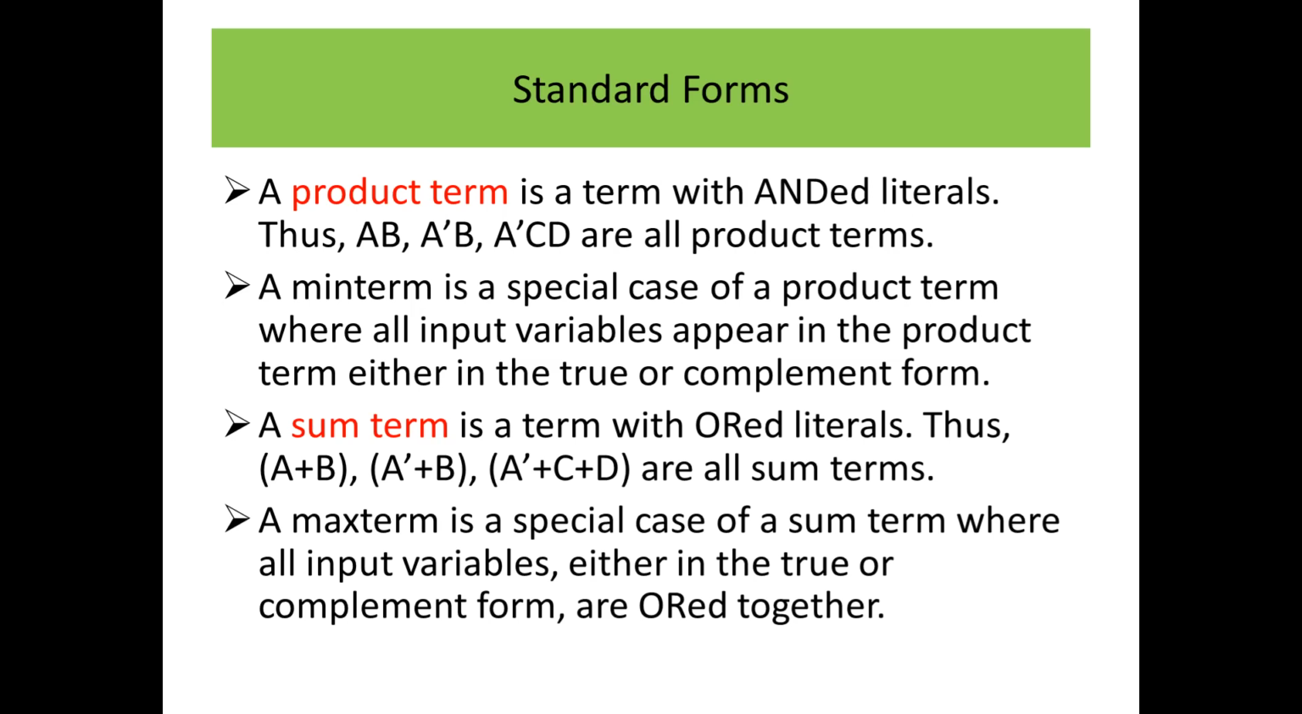Okay, a sum term is a term with ORed literals. Thus, a plus b, a bar plus b, a bar plus cd, these are examples of sum terms. A maxterm is a special case of sum term where all the input variables, either in the true or in the complement form, are ORed together. A maxterm is a sum term where all the input variables appear in the true form or in the complement form.